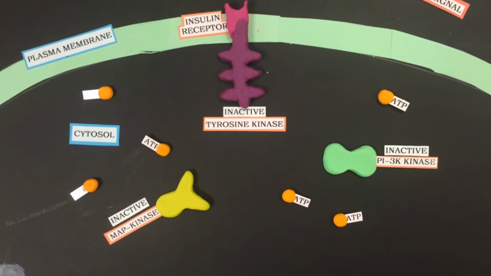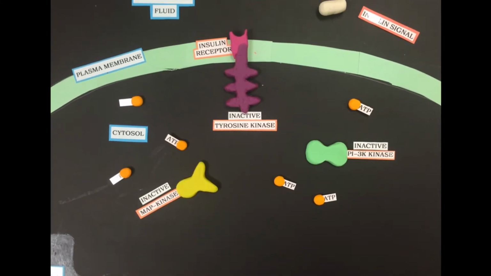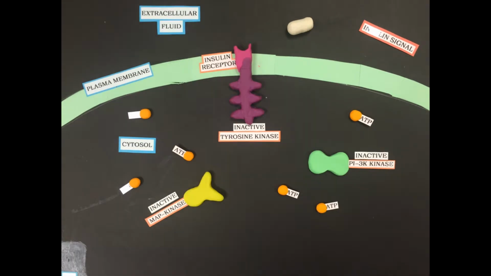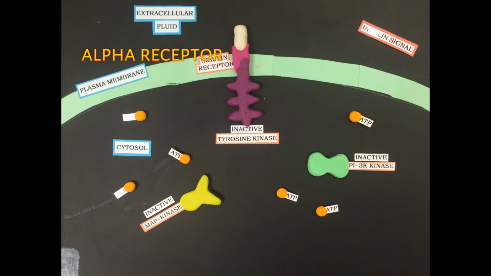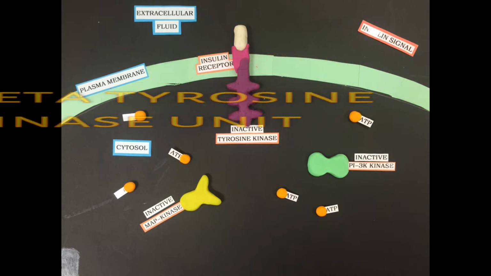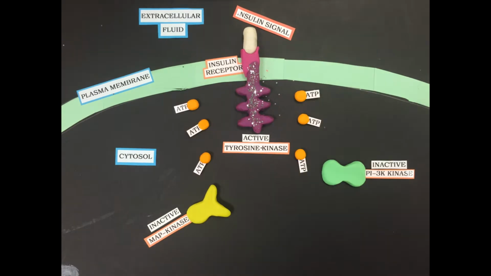The signal transduction pathway for glucose regulation begins with an insulin signal. The insulin signal binds to an insulin receptor, which has two subunits. The top subunit is a receptor and the bottom subunit has tyrosine kinase enzymes. The insulin signal triggers tyrosine kinase activity in the bottom subunit.